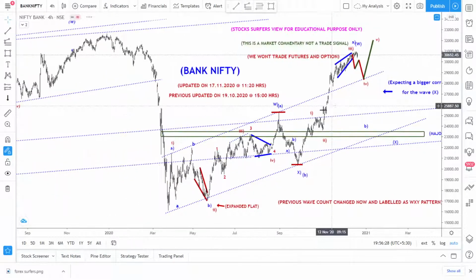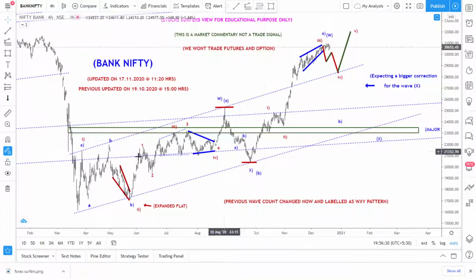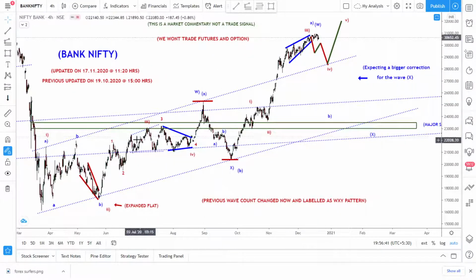So Bank Nifty also has the same pattern. So 1 2 3 4 5 as a, or this could be A B C as a W. So anything is valid here, it seems.